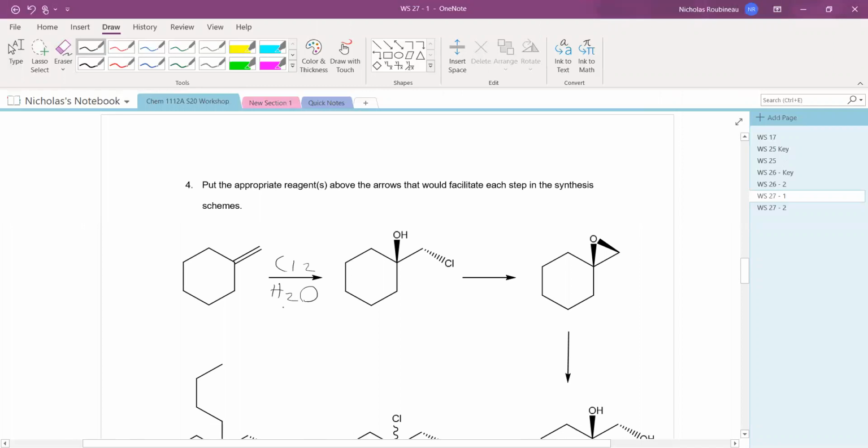I'm not even sure what would happen if you used HCl and water. I'm pretty sure it would just add the H and the chlorine. So it should be Cl2 and water. I guess I can go over the mechanism quickly, because you do have to know it anyway. I'll draw it over here.